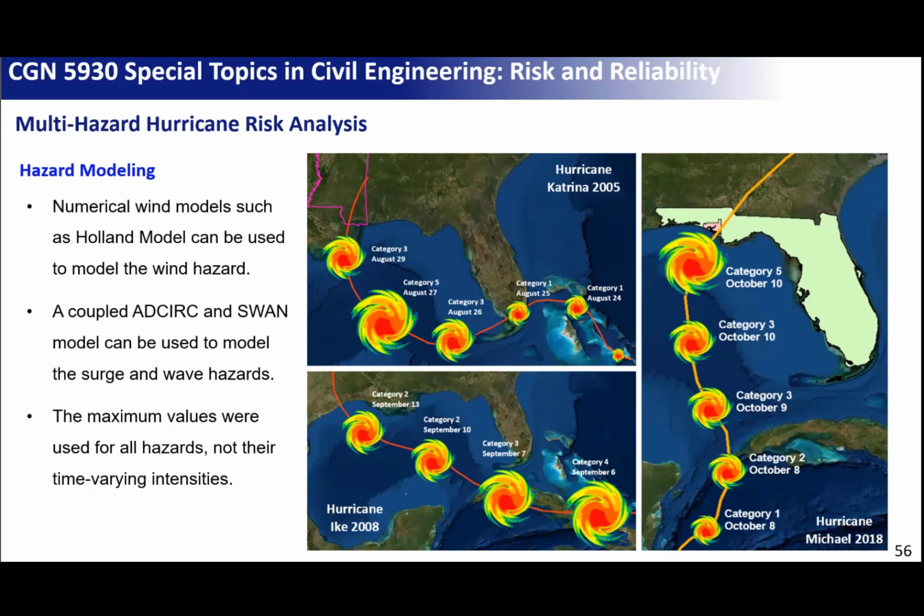And the hazard models, actually it's a collaborative work, because usually the coastal hazard is developed by coastal engineers. Coastal engineers can use what's called the ADCIRC and SWAN models. ADCIRC develops surge hazard maps and SWAN develops wave hazard maps. So by a coupled ADCIRC and SWAN model, we can get surge and wave hazard maps.